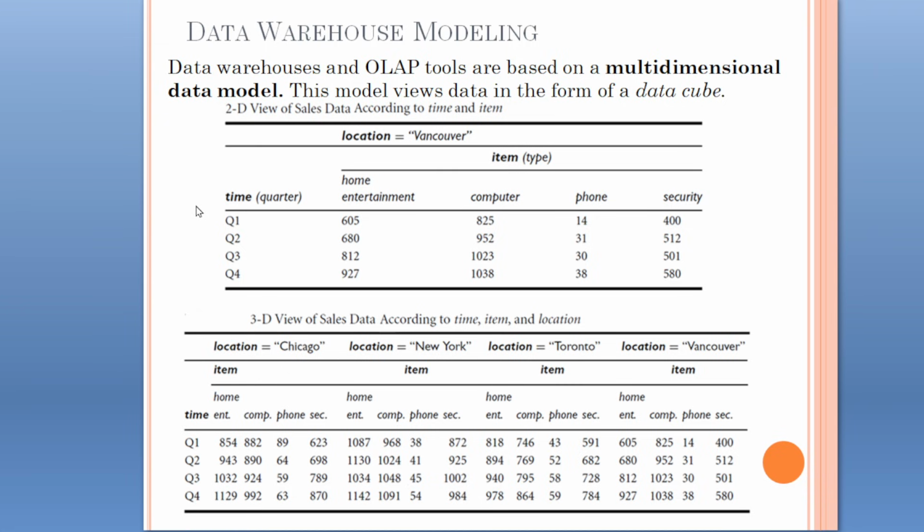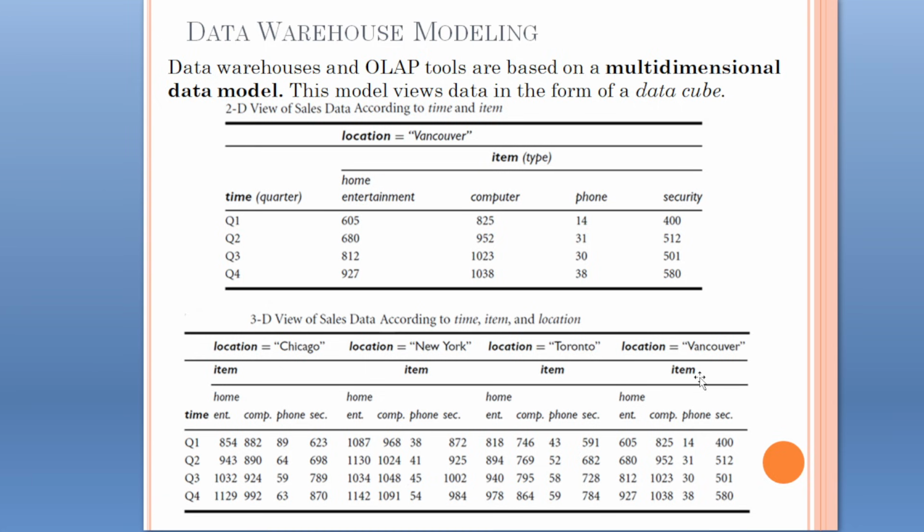In 2D view, we have time quarter represented vertically and several item types represented horizontally. This view represents data only of one location. But what if we want to see data of several locations? For that purpose, we require 3D view of the data. In 3D view, we can add information about several locations side by side so that the data regarding all the locations can be seen at the same time.